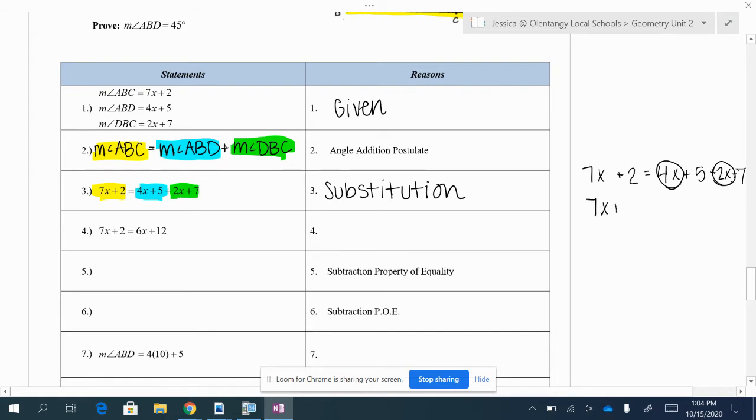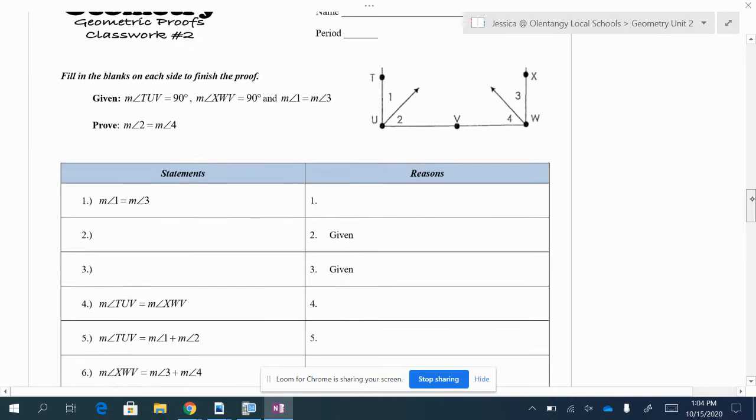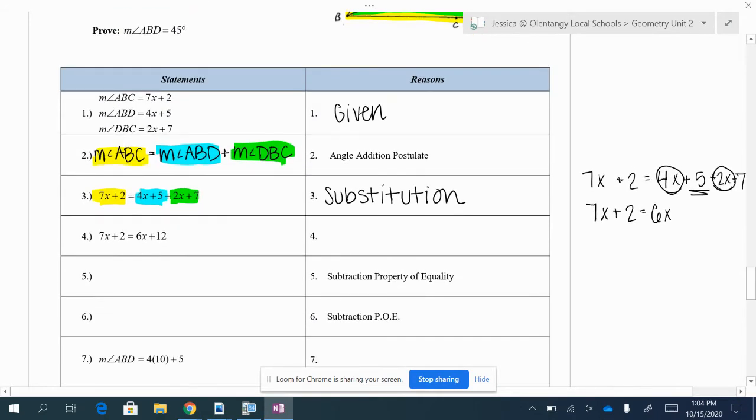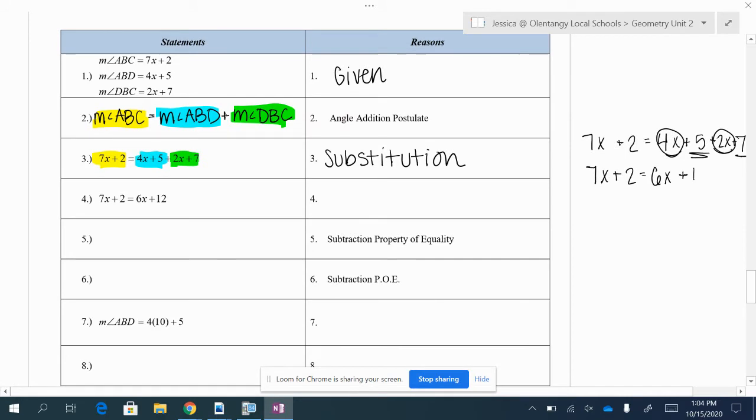Okay, so we have 4x and 2x. So 7x plus 2 is equal to 6x. Then 5 and 7, so plus 12. That's exactly what we have here. So what did I do? I combined my like terms, or I simplified.